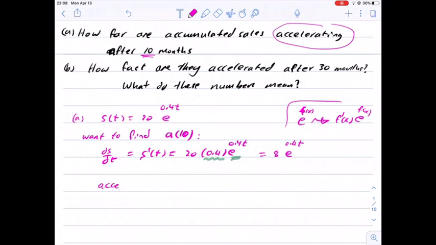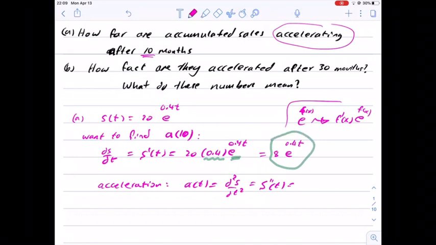Now we find the second derivative. To find the acceleration, we need to find the second derivative of s. A of t is the second derivative of s with respect to t, or you may use this notation, s double prime of t. Now this is the first derivative, s prime. Now we find the derivative of this to find the second derivative, so we differentiate the derivative with respect to t.